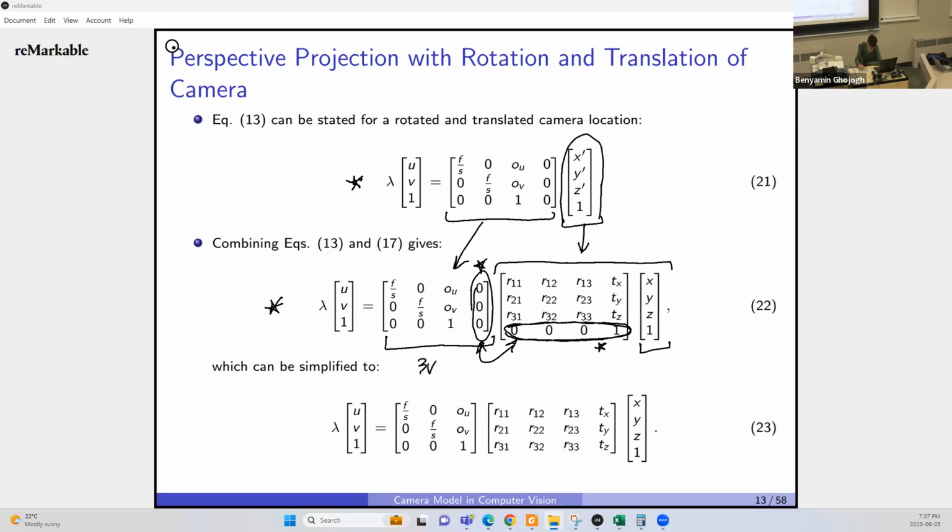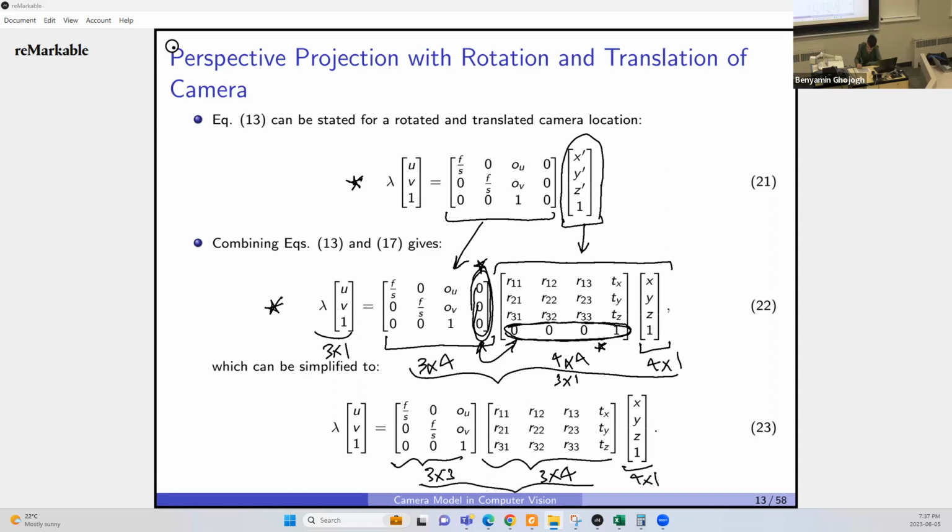Note that this is 3 by 4. This is 4 by 4. This is 4 by 1. So the whole thing becomes 3 by 1. This is also 3 by 1, which makes sense. But if I get rid of this column and this row, this becomes 3 by 3. This becomes 3 by 4. This becomes 4 by 1. Still, it is 3 by 1, which is correct. But I have gotten rid of some extra row and column. So I simplified equation 22 to 23 by dropping this column and this row.